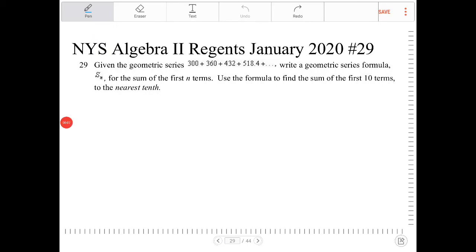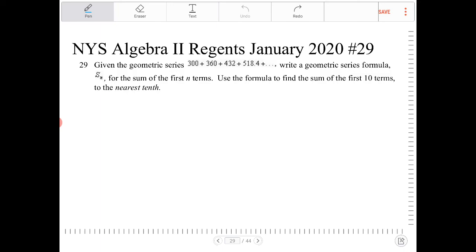Given the geometric series 300 plus 360 plus 432 and so on and so forth, write a geometric series formula, S sub n, for the sum of the first n terms. Use the formula to find the sum of the first 10 terms to the nearest tenth.